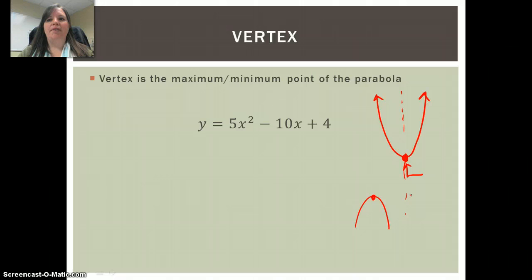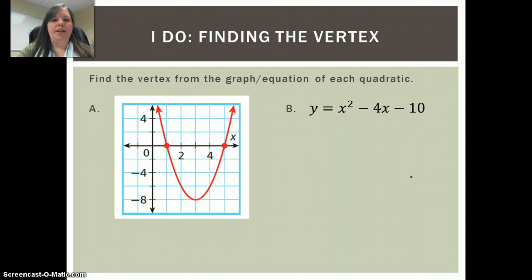So when we talk about finding this value, I'm actually going to go to the next slide so you can see it. When I look at finding the vertex, which is a point, the maximum or minimum point, depending on how your graph is oriented, what I'm really looking for is, okay, what's the x value and what's the y value? I'm looking for the coordinates of this point.